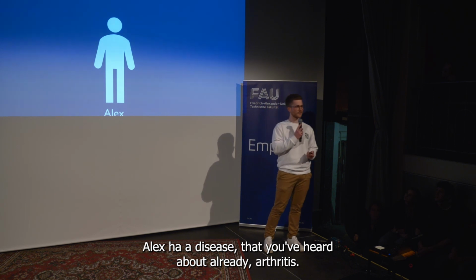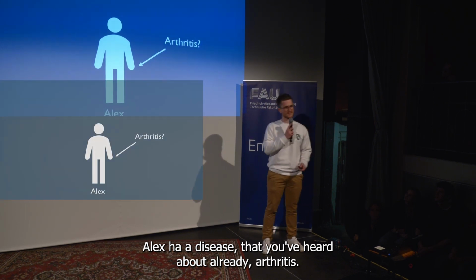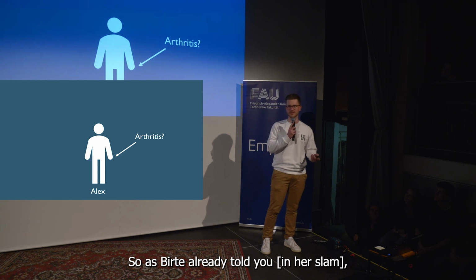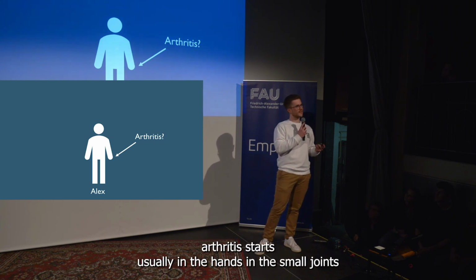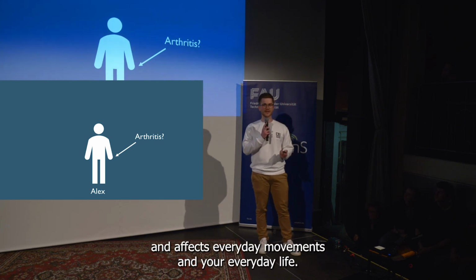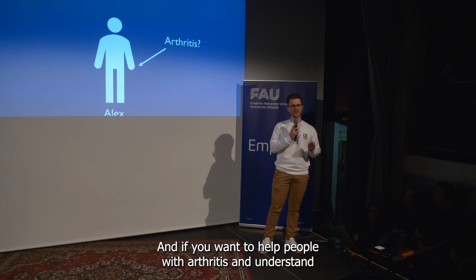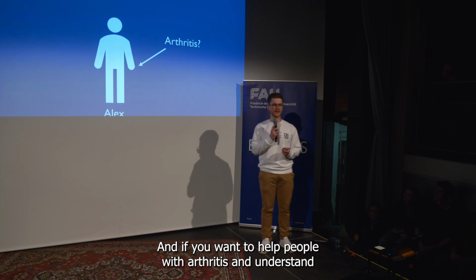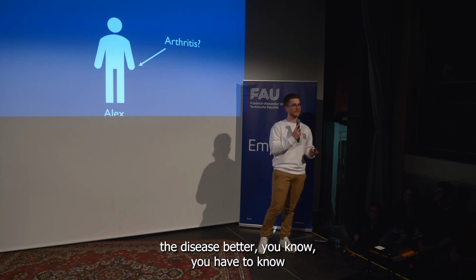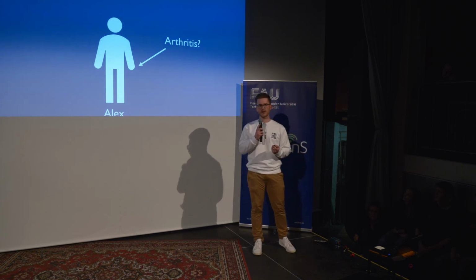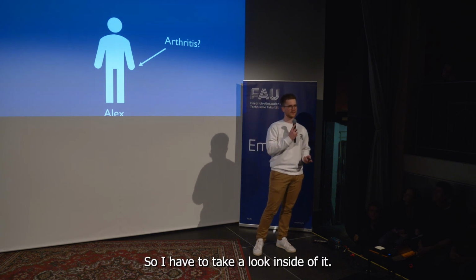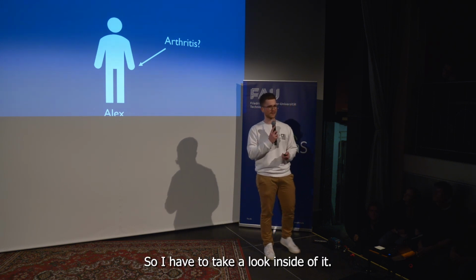Alex has a disease that you heard about already, arthritis. As Birte already told, arthritis starts usually in the hand, in the small joints, and affects everyday movements and your everyday life. And if we want to help people with arthritis and understand the disease better, we have to know what's going on inside the human hand. So we want to take a look inside of it.